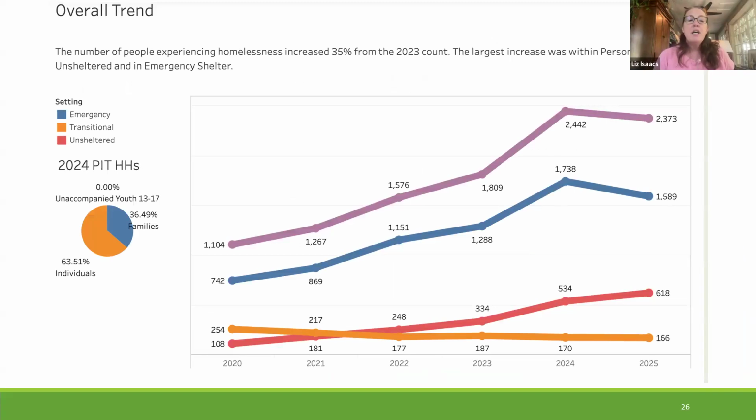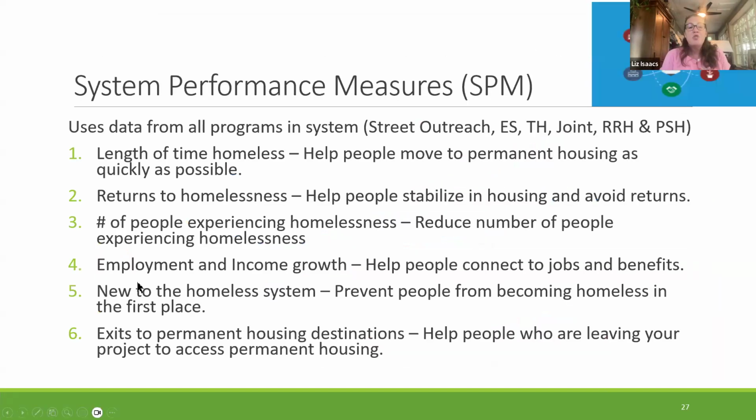So this chart tells us that there has been an increase by 35% from 2023 to 2025. And we can see that the biggest increases were in unsheltered homelessness and in emergency shelter. It shows that about two-thirds of the people, if we look at our population, are individuals, about one-third are families. And we see that the unsheltered homelessness almost doubled from 2023 to 2025. And emergency shelter is also up from 2023 to 2025. So you guys can look at the trends.